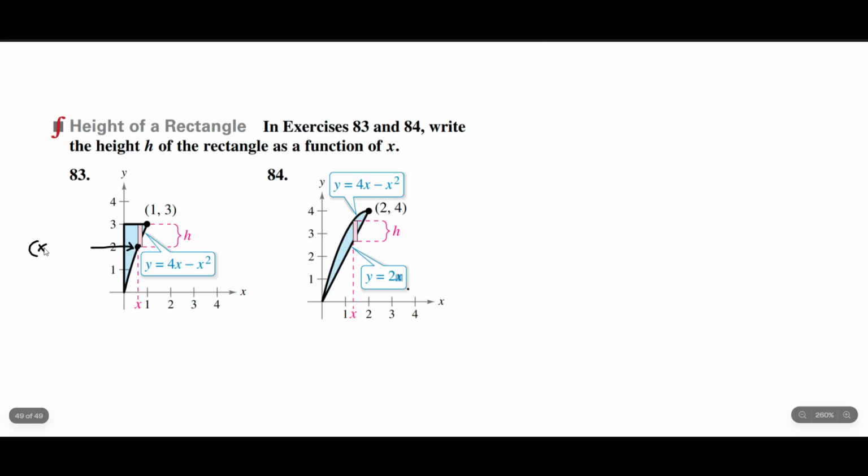Then our output must be 4x minus x squared, right? Another way to think about this is, with this curve, we know that x comma y will belong on this curve y equals 4x minus x squared. We have an x is x, but then y also equals 4x minus x squared, so x comma y is really x comma 4x minus x squared.